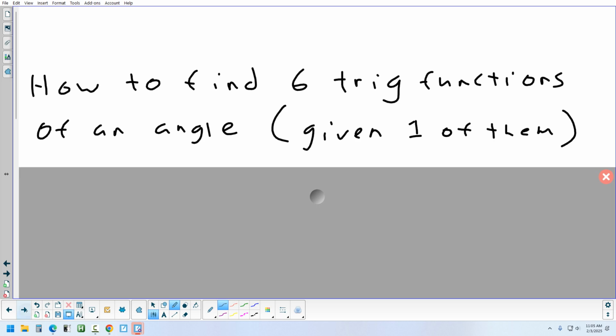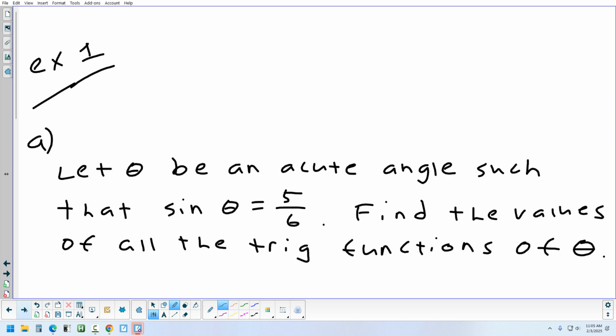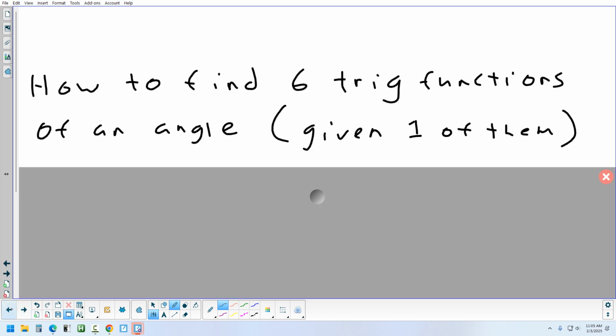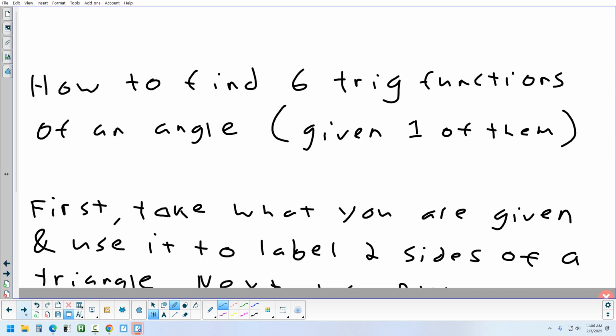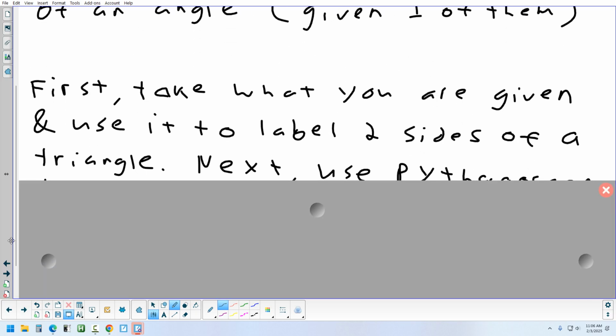All right, so the next question we're going to look at is something like this. I'm going to give you one trig function, and I'm going to ask you to find all the other ones. If I give you the sine, I've told you a couple pieces of information. What have I told you there? Right, I've given you the opposite, and I've given you the hypotenuse. So with that information, you can now label 2 out of 3 of the sides in a triangle.